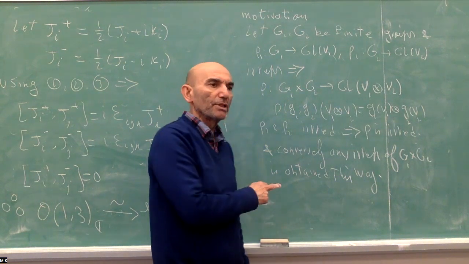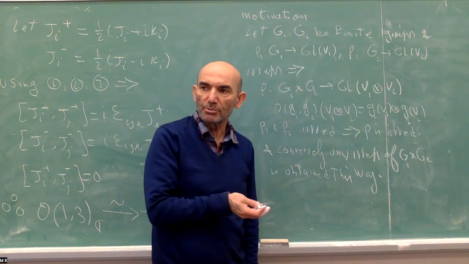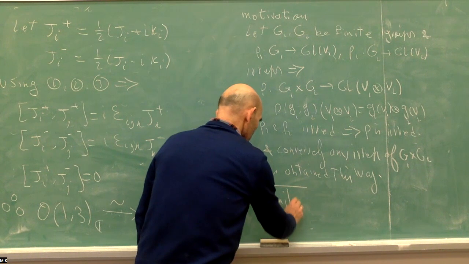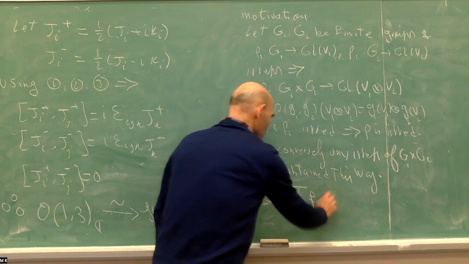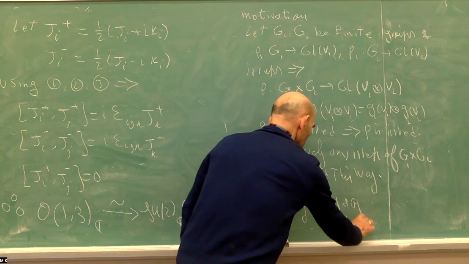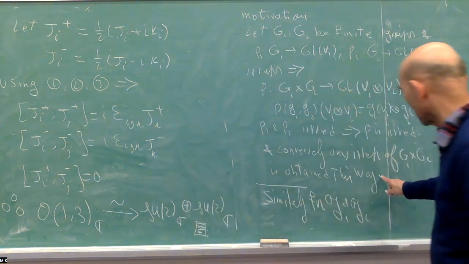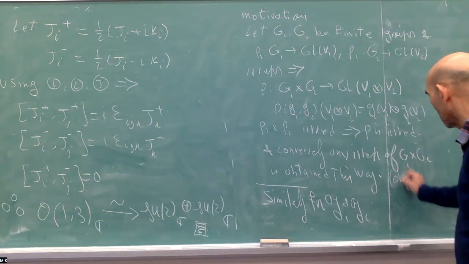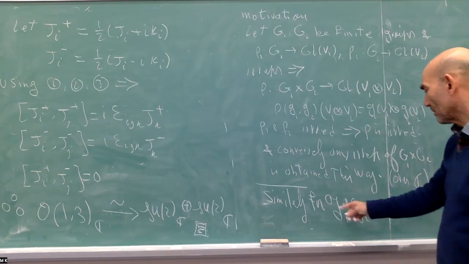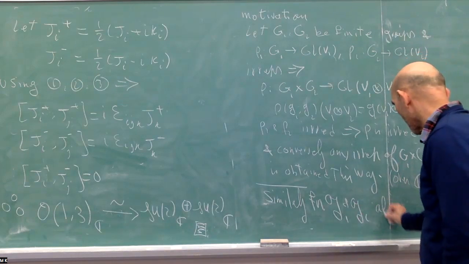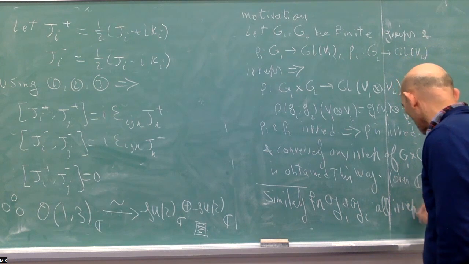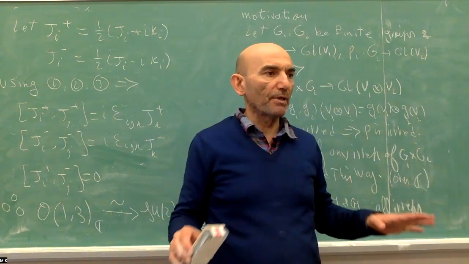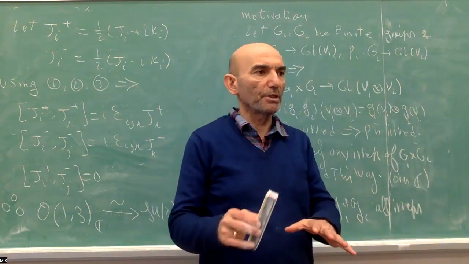And something similar to this happens for finite dimensional, for example, Lie algebras. So I can just say similarly for G1 and G2. Oh, okay. I should say this is over C. You have to be over complex numbers. This is not true over real numbers. I mean, similarly for G1 and G2, all irreps are obtained by taking two irreps, one for G1 and one for G2, and then forming the tensor product.